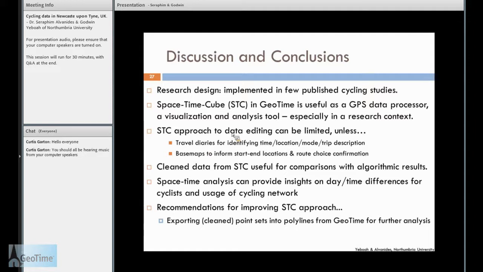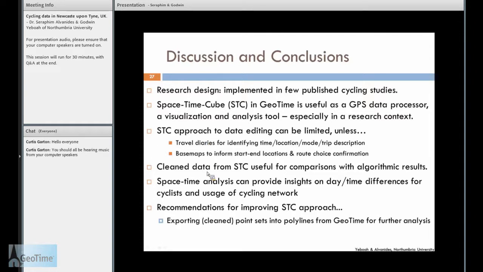However, this approach is quite limited unless you have travel diaries, as Godwin showed earlier, the anonymized handwritten travel diaries that give further information about the purpose of the trip and the origin and destination. And also, it's necessary to have base maps to try and understand how the route choice has worked out. So obviously, if you see a track inside buildings and someone says that they're cycling, it means there's something wrong there in terms of either the GPS tracker or the way that people recorded the time.